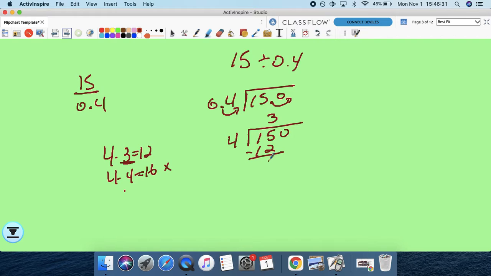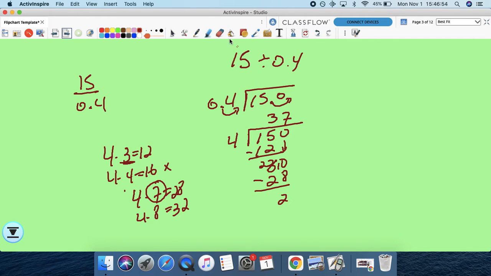Subtract. 5 minus 3 is 3. Bring the 0 down. Can 4 go into 30? Yes, 4 going to 30. 4 times 7 is 28. 4 times 8 is 32. Too much, so I'm going to use the 7. 4 times 7, which is 28. Minus, and then borrow. 10 minus 8 is 2.